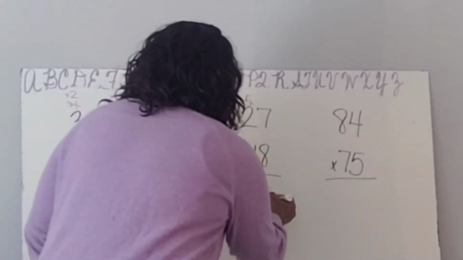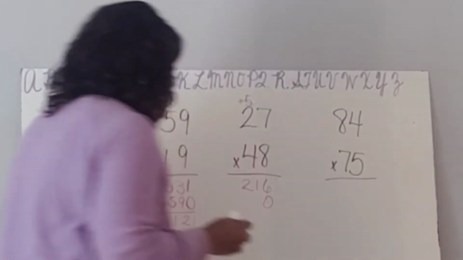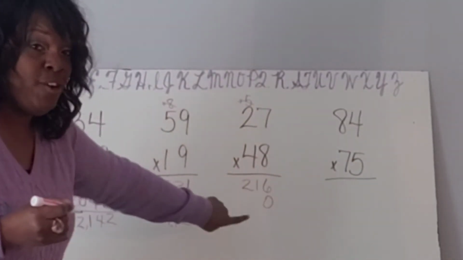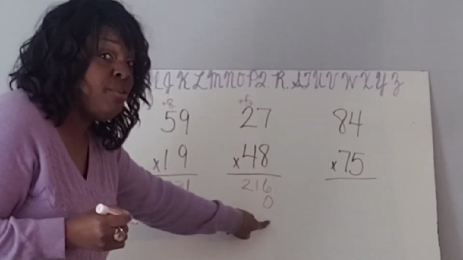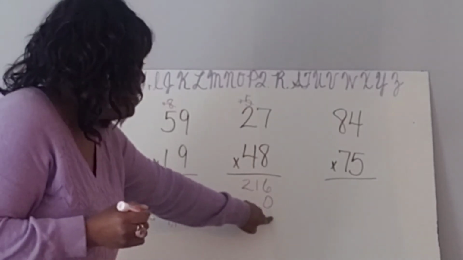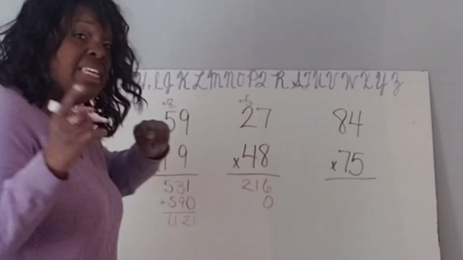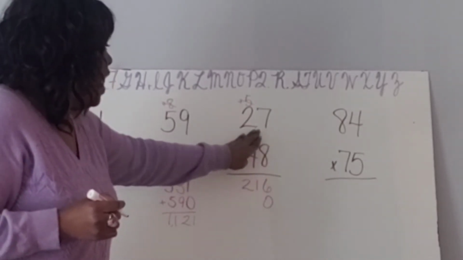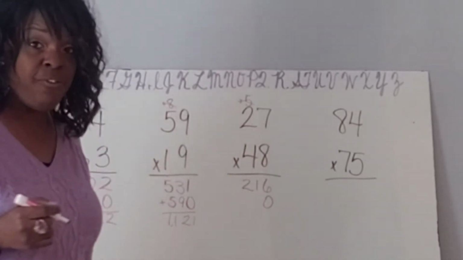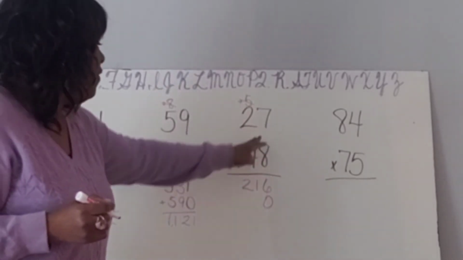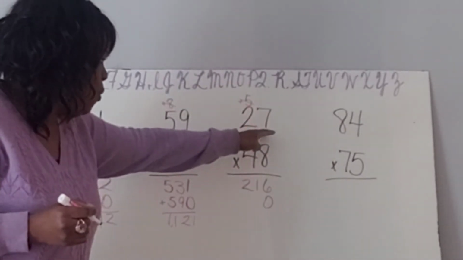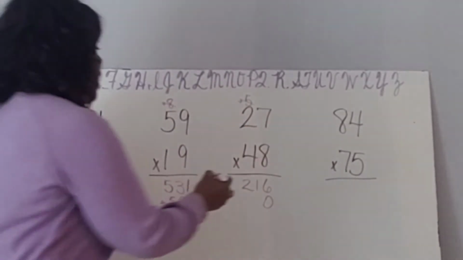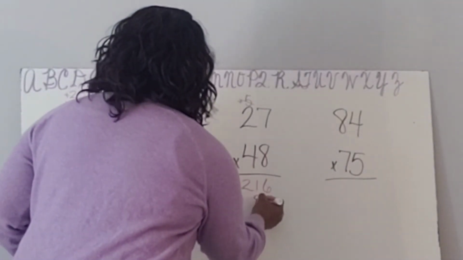Put my 0 first thing. Don't forget to put it there, please. Then we cover over the ones place, and now we're multiplying 27 times 4. Start with 7 times 4. We always start with our ones place. 7 times 4, 28. My 8 comes down.